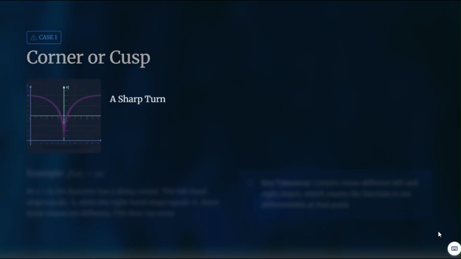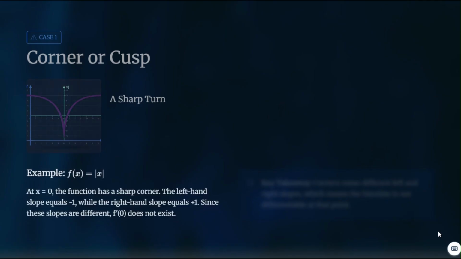Here's our first case: corners or cusps. If the graph suddenly changes direction, creating a sharp corner where the slope shifts abruptly, the function is not differentiable at that point. For example, if we take the function f of x equals absolute value of x, at x equals 0, the function has a sharp corner.